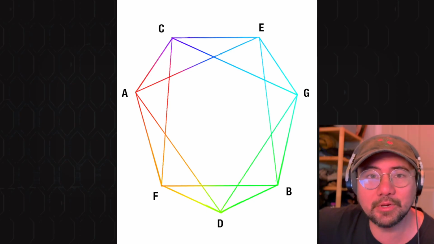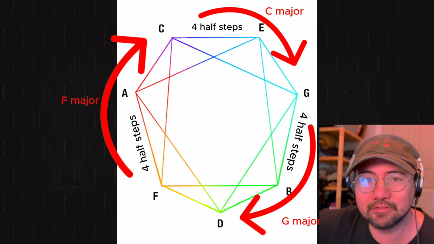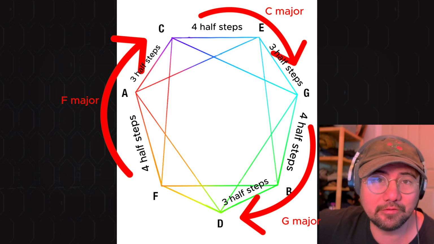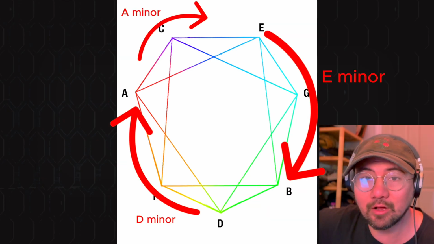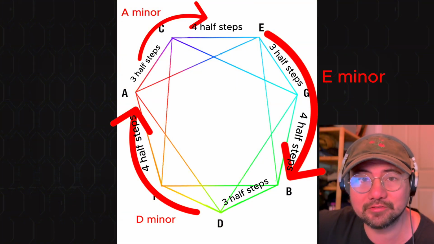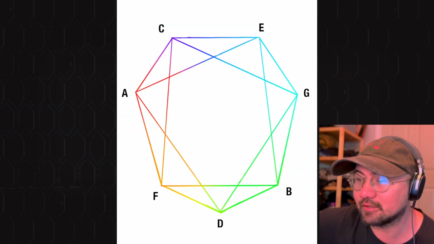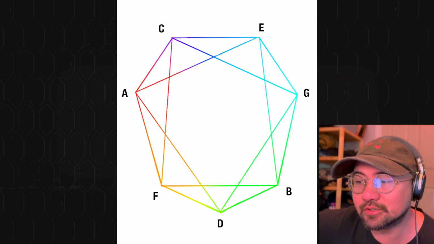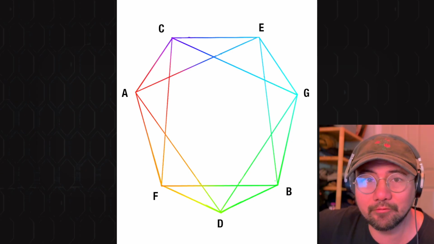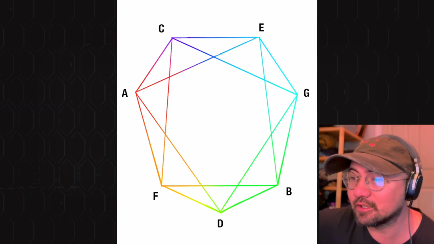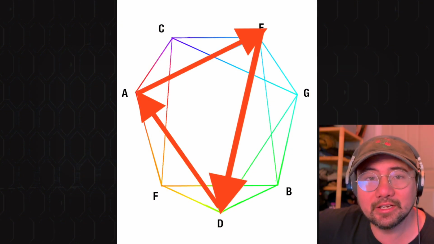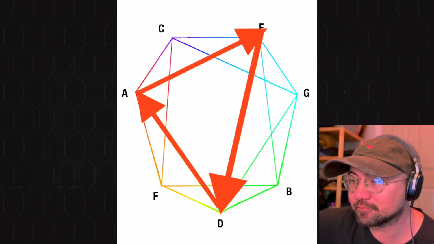You'll notice that all major chords start with a 4 half-step interval for the first 2 notes, and then a 3 half-step interval for the last 2 notes, while all minor chords start with a 3 half-step interval and then a 4 half-step interval. You'll notice that the major chords, C major, F major, and G major, the 1, 4, 5, all form a triangle. It's the same with the minor chords. E minor, D minor, and A minor form a triangle.